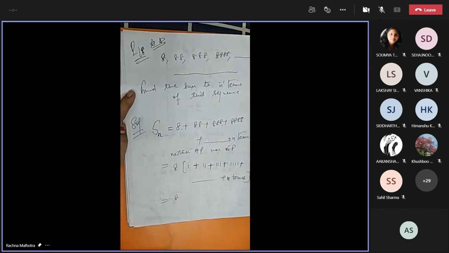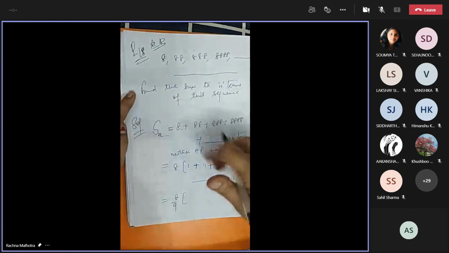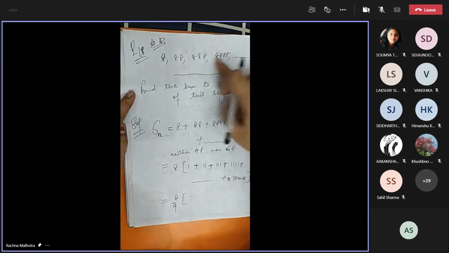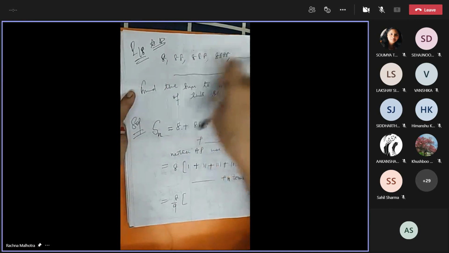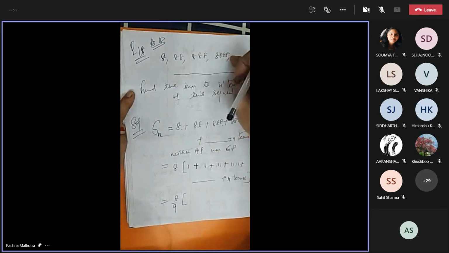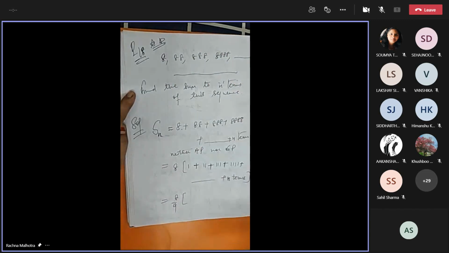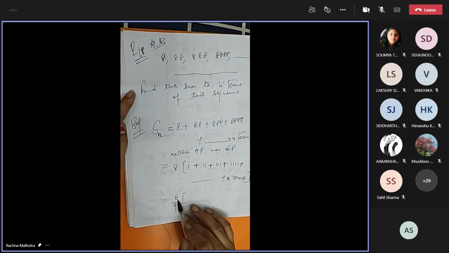Okay, now how can we make changes here more? Just multiply by 9. Actually, I'm telling you a trick. Whenever you see this type of question where you are getting some pattern of sequence, and it doesn't form an AP or GP, you can make these types of changes there. So just take out 8 common.